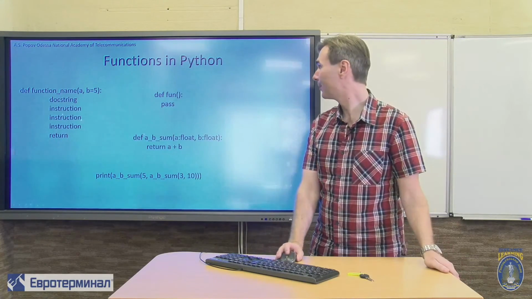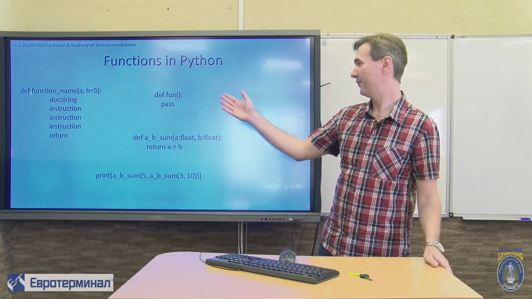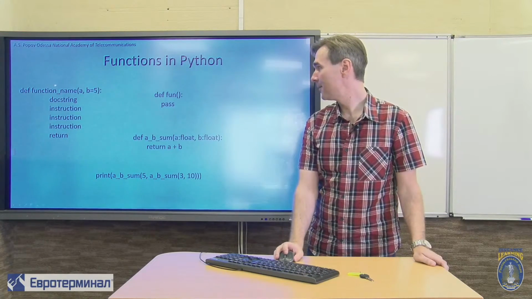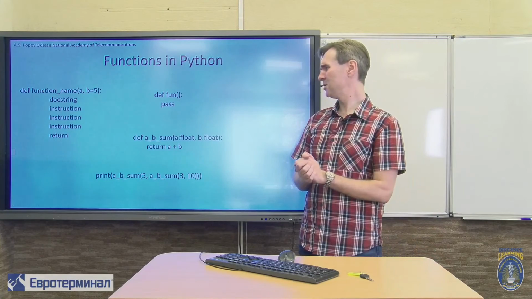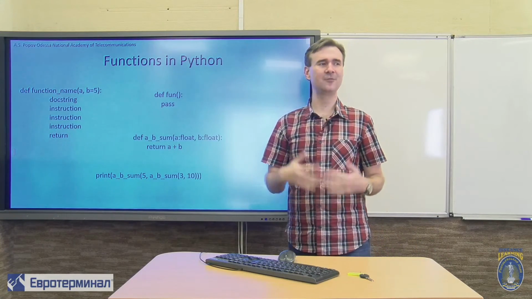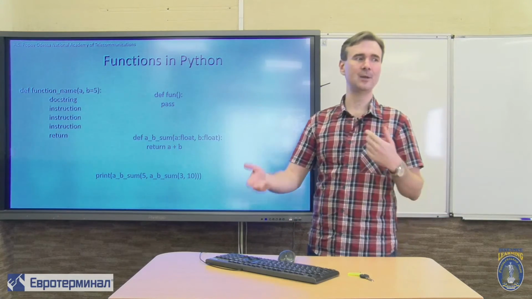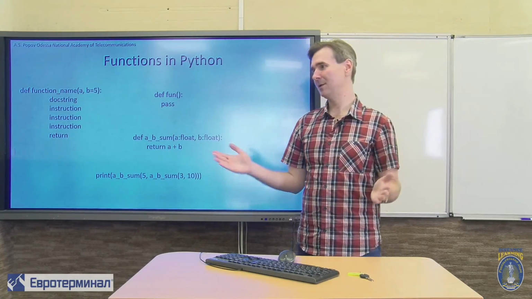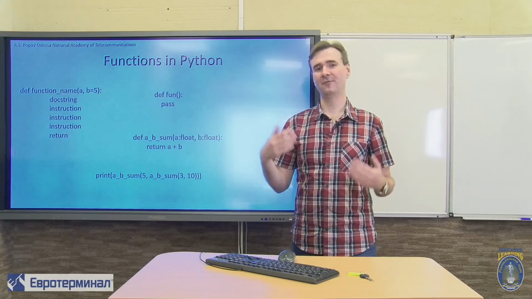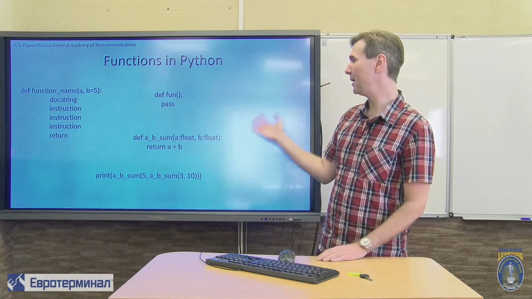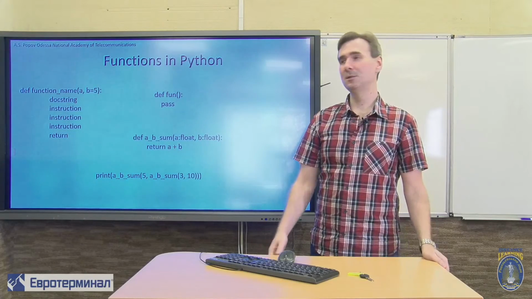The keyword to define the function is def. Then we provide the name of a function. By the way, guys, pay attention to use informative names. Don't use a name like F or A or B. Use long informative names for your functions and for your variables, because the code you write should be easy to read and easy to support.